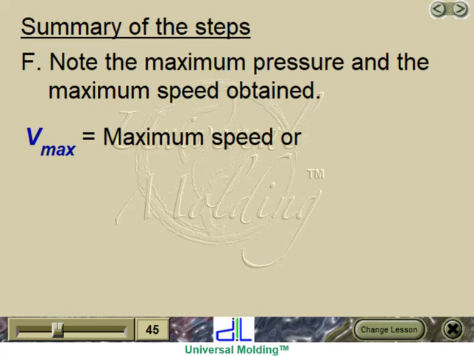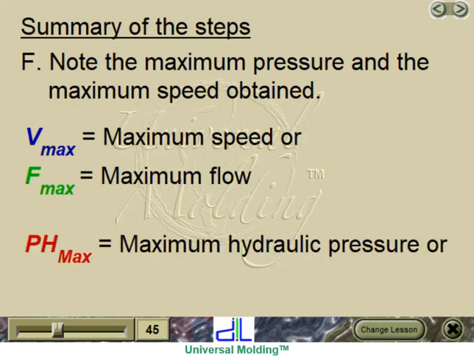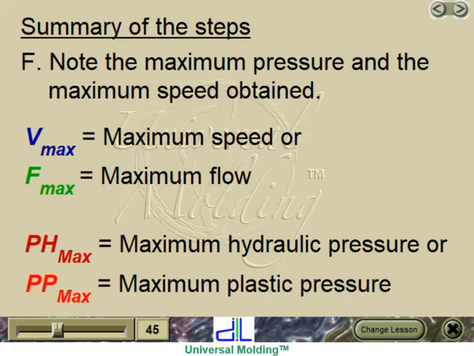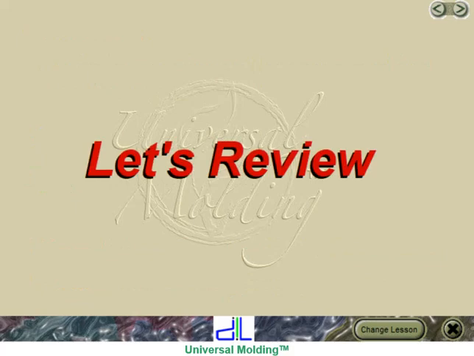Vmax equals maximum speed, or Fmax equals maximum flow. pH max equals maximum hydraulic pressure, or PP max equals maximum plastic pressure. Let's review.